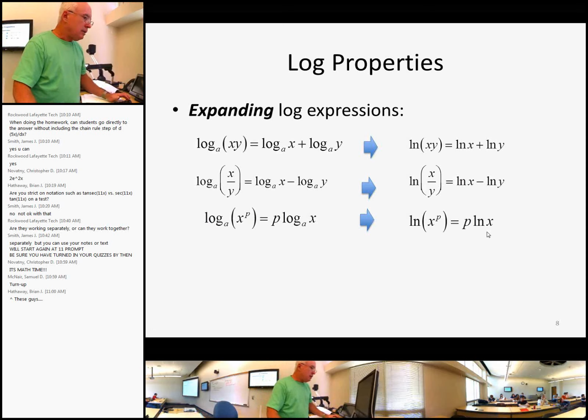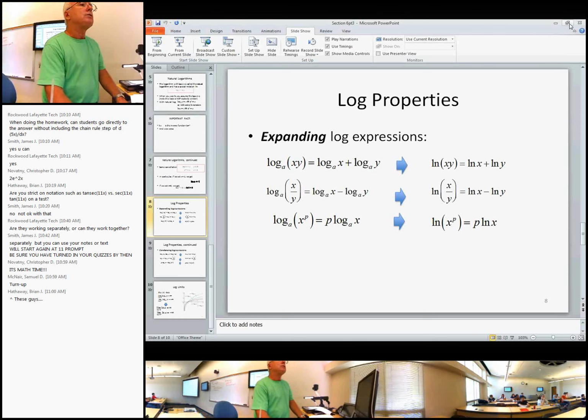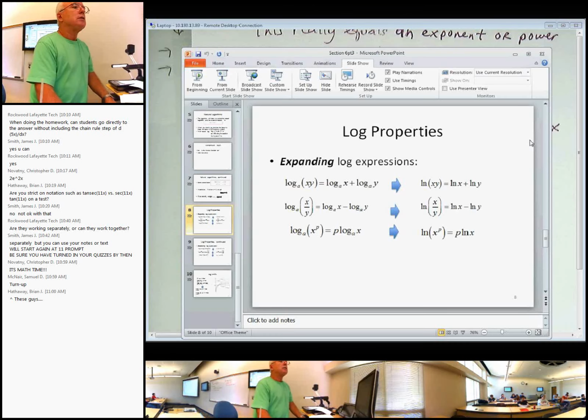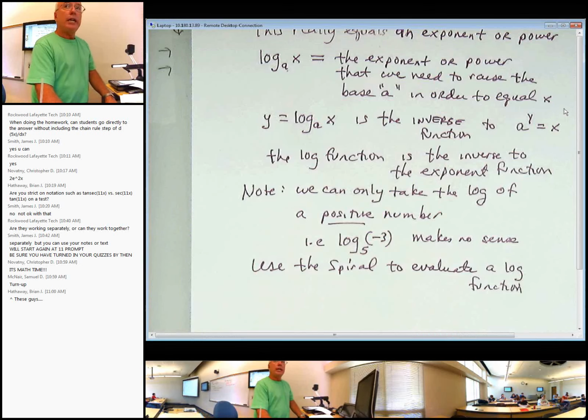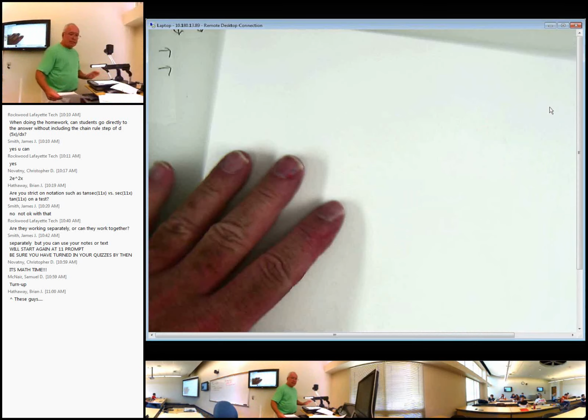Let me go through a couple of examples with this, because this might be part of college algebra that you might be a little shaky on. Okay. So let's look at a couple of examples here.